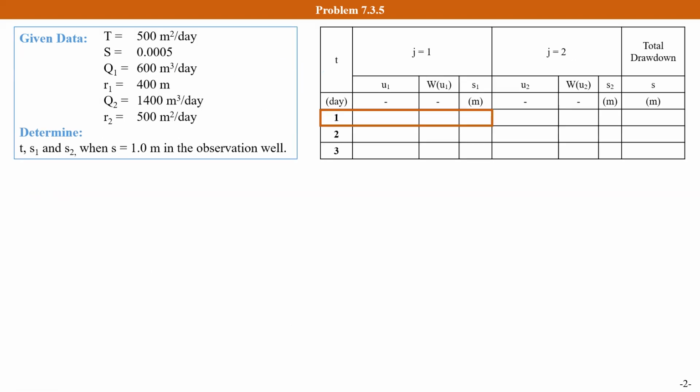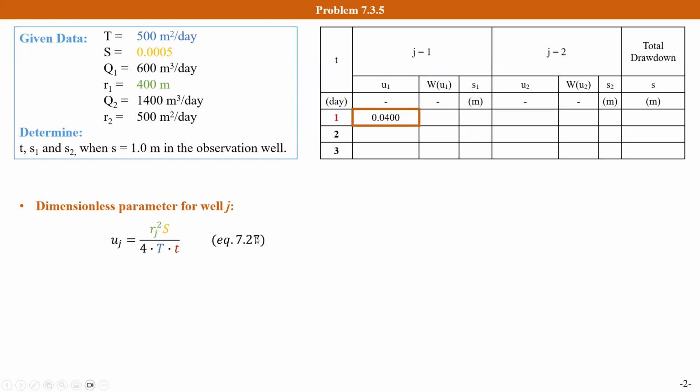We'll use this table to help us solve this problem, and we will use t equals 1 and the first well as a demonstration. Let's calculate the dimensionless parameter in well 1 first. Based on this equation, because we already know the value of these parameters, and in this table we assume it may take 1 day, the t here equals 1. And we can get the value equal to 0.04. We can use the same equation to fill out the values in these two columns.